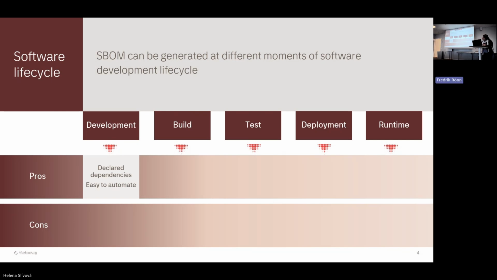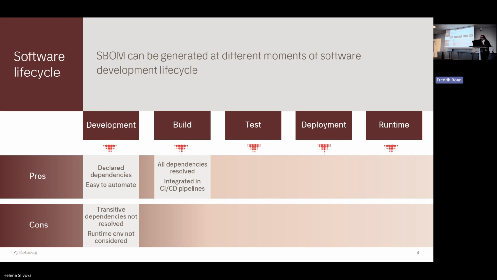When it comes to development, the pros are, for example, the large dependencies. These will be captured in the SBOM. It is quite easy to automate, easy to integrate into CI/CD pipelines. However, with this also come some cons. For example, the transitive dependencies will not be resolved yet. Also, the runtime environment is not considered during that time.